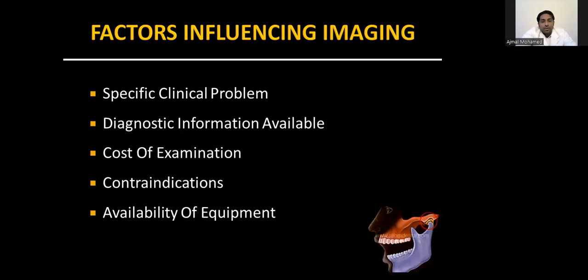And also, when we check a patient, we have to see the budget or the economic background of the patient before sending the patient for a particular examination or investigation. In some cases, for example, MRI is contraindicated in a patient with a pacemaker. So then we have to think of other options for this patient instead of MRI. So these are the contraindications and the availability of the equipment in our locality.